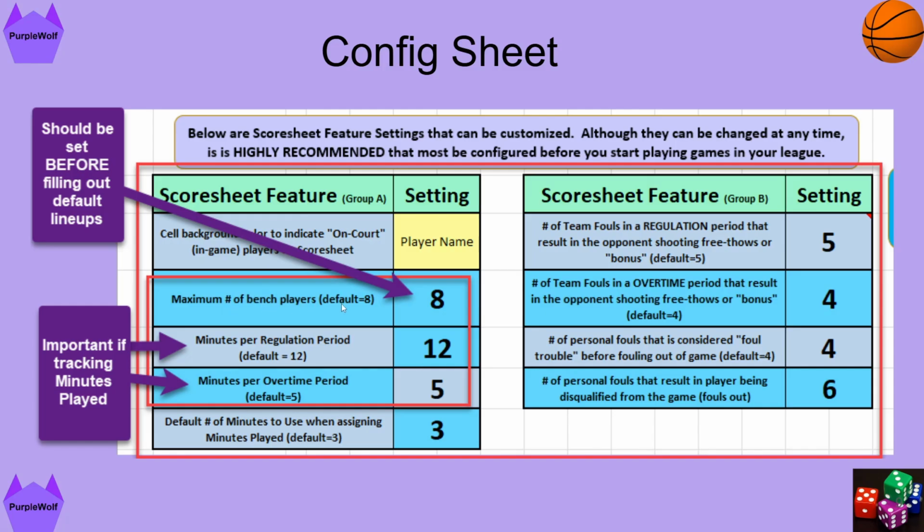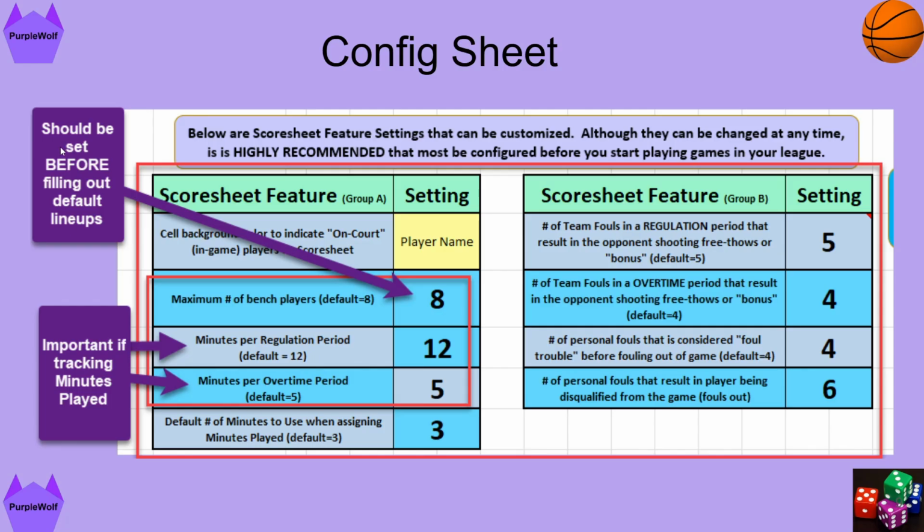Right here, this maximum number of bench players, as shown here, is important to set before you do your lineups. It determines the maximum number of players you're going to allow on your bench. The spreadsheet will allow up to 10. I don't know if the NBA has official rules, but typically it seems like they have 7 or 8. But you can decide how you want to set that up for your league.